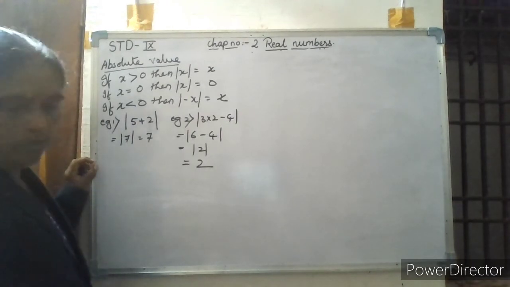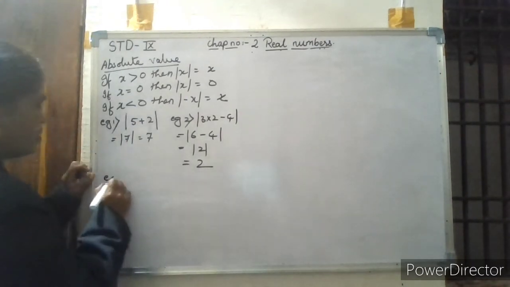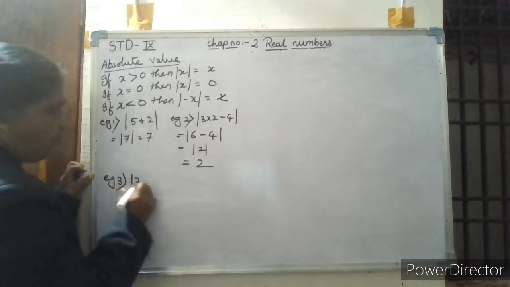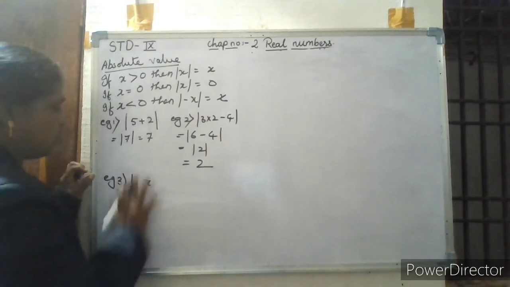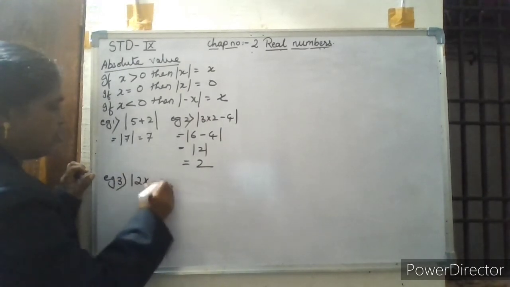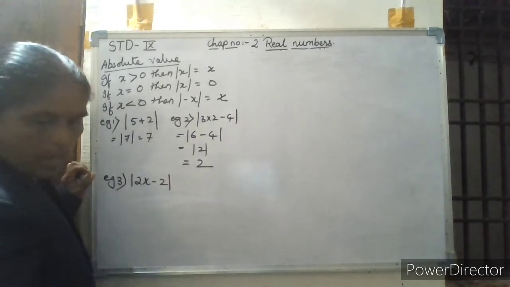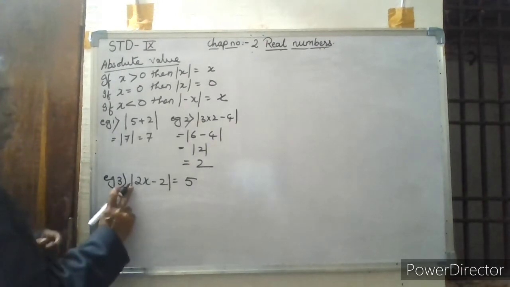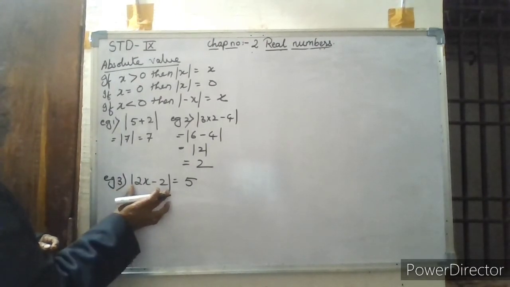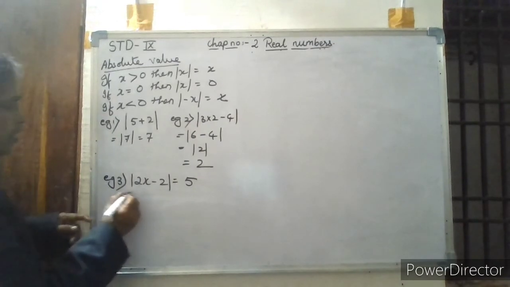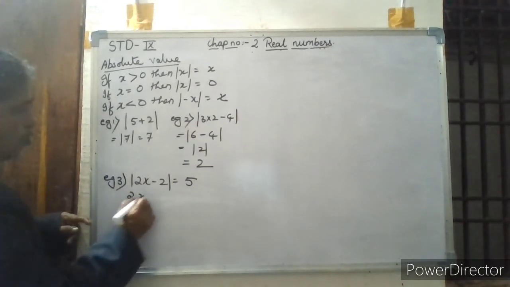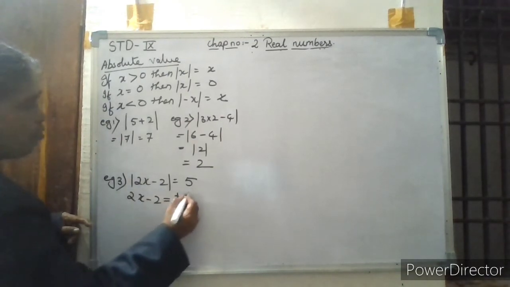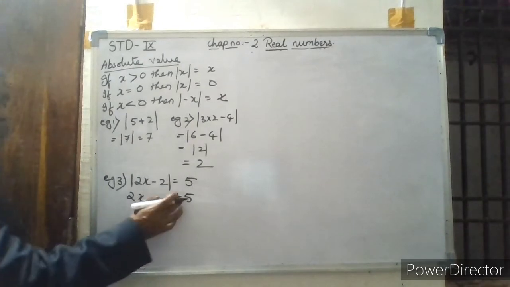Now suppose you have example 3. Third example, absolute of 2x minus 2 is equal to 5. Then we have to take out the absolute value symbols and write the equation form. So 2x minus 2 is equal to, when you take this out, you have to put plus or minus 5. Then once with plus 5 and once with minus 5 you have to solve.